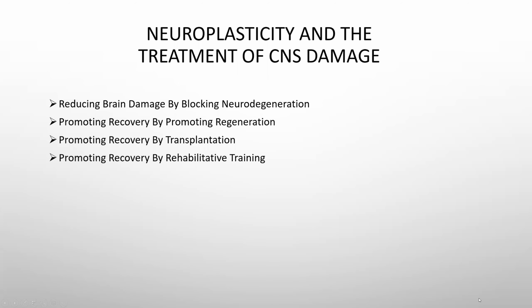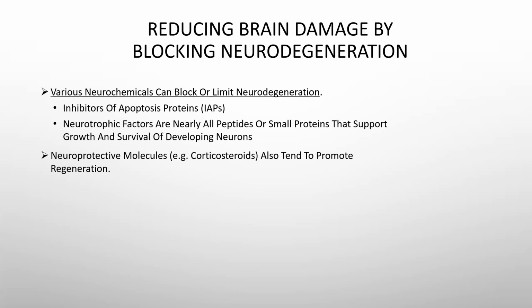Okay, then we're going to finish up with some issues here with neuroplasticity: reducing brain damage by blocking neurodegeneration, promoting recovery by promoting regeneration, promoting recovery by transplantation, and then finally promoting recovery by rehabilitative training. So let's start off with neurodegeneration and trying to limit that.